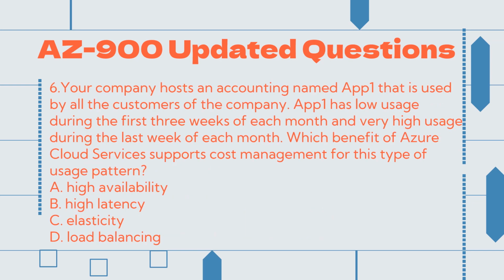6. Your company hosts an accounting app named App1 that is used by all the customers of the company. App1 has low usage during the first 3 weeks of each month and very high usage during the last week of each month. Which benefit of Azure cloud services supports cost management for this type of usage pattern? A. High availability B. High latency C. Elasticity D. Load balancing.